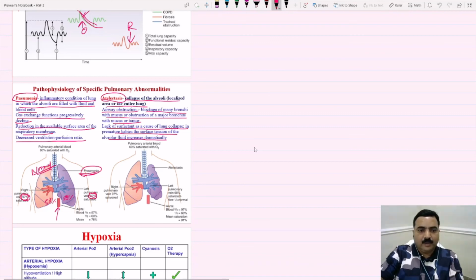So on an average, what happens? Half of the blood is normally saturated, half of the blood is only 60% saturated with oxygen. So the mean oxygen saturation is decreased over here.